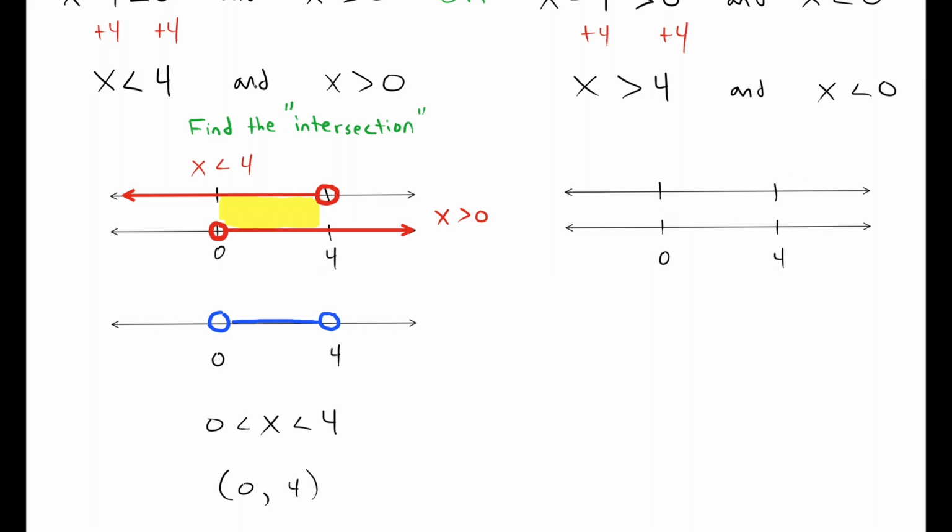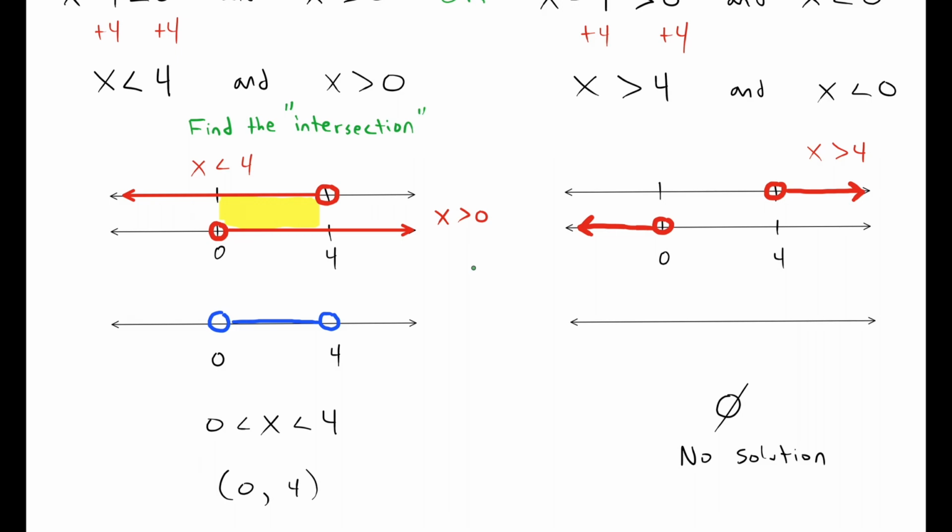Now let's graph the other guy. You need x to be greater than 4. And you need x to be less than 0. Problem is, no numbers meet those criteria of being both greater than 4 and less than 0. So what do we have? No solution.